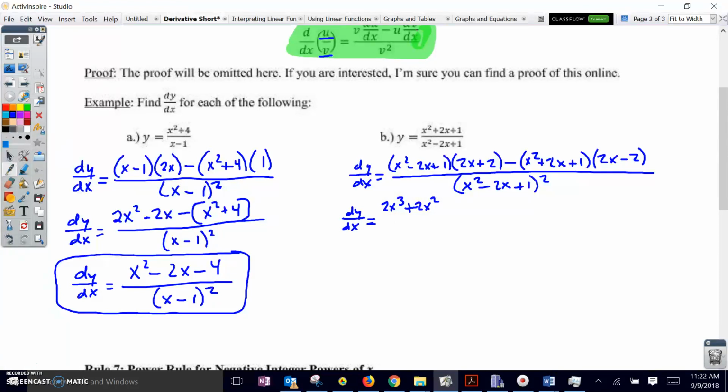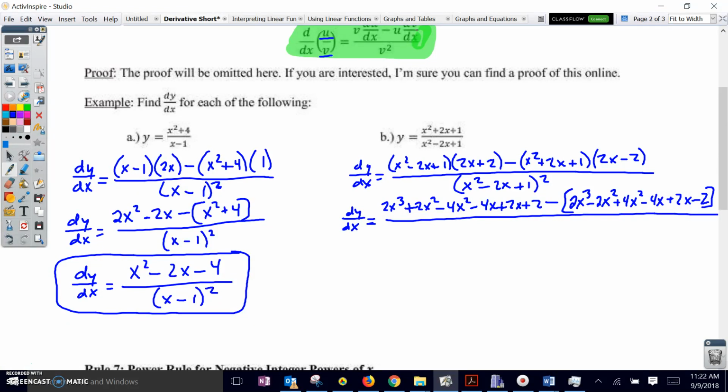So I'll multiply the x squared through, multiply the 2x through, multiply the 1 through. And then I do the same thing with the second quantity, and I'm going to subtract that whole quantity away. And I'm going to have 2x to the third minus 2x squared plus 4x squared minus 4x plus 2x minus 2. Don't forget about your denominator. I've seen a lot of students over the years drop their denominator in problems like this one.